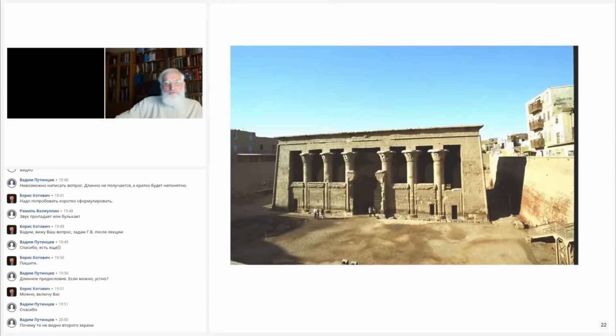Since the time it stood, the ground level has risen. Sand from the desert accumulates there. That's why the ground level rises very quickly. The dating of this zodiac is the beginning of the 15th century.